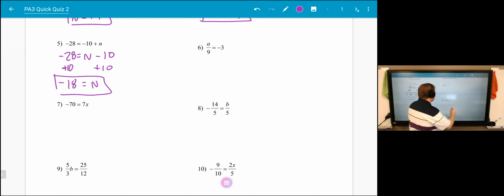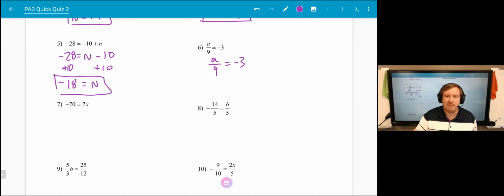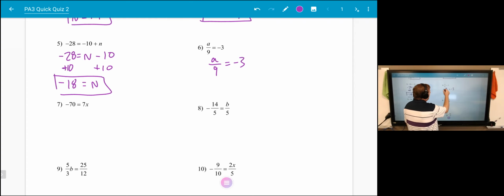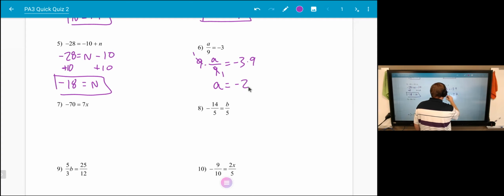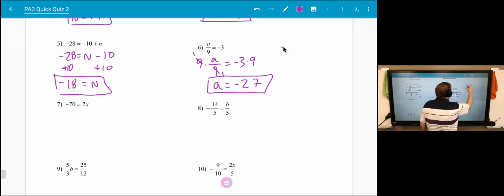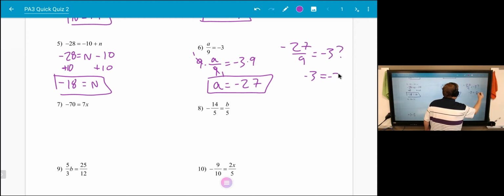Here we start to get into some interesting stuff. a divided by 9 equals -3. Divided by 9, so the inverse operation, what's the inverse of division? Multiplication. So instead of dividing by 9, I'm going to multiply both sides by 9. 9 divided by 9 simplifies to 1, or just a. -3 times 9 is -27. And check your work, right? Does -27 divided by 9 equal -3? Sure does. -3 equals -3.